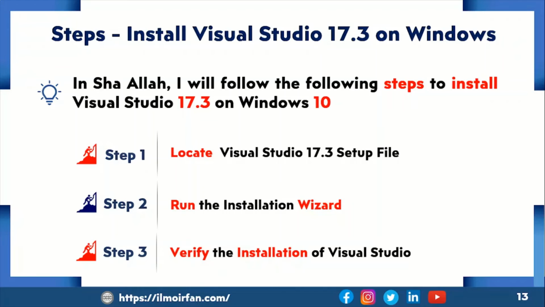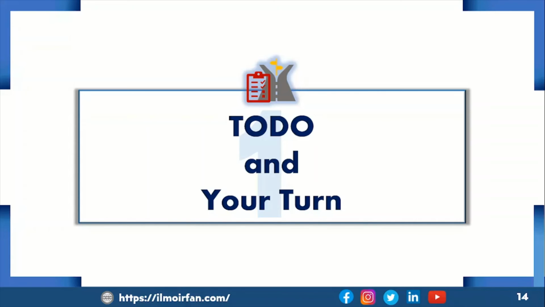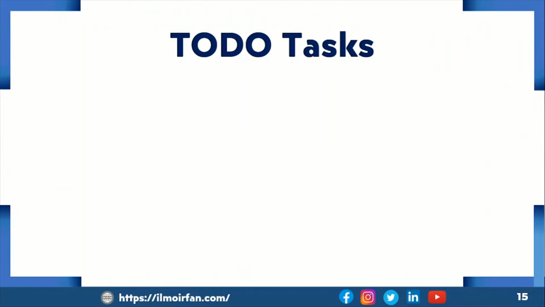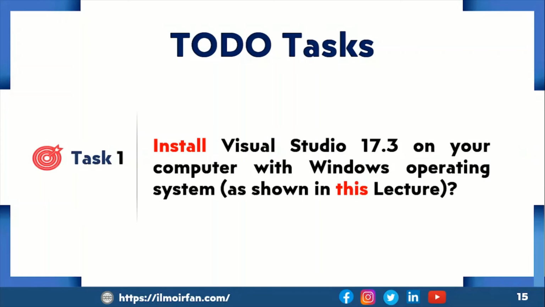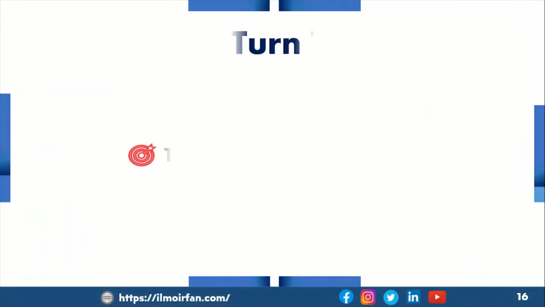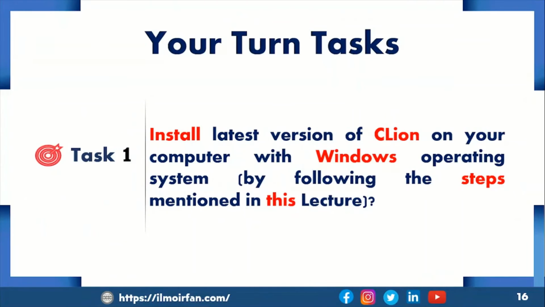To summarize, I used a three-step process to completely and correctly install Visual Studio 17.3 in Windows 10 operating system. To do and your turn tasks. Your first to-do task is install Visual Studio 17.3 on your computer with Windows operating system as shown in this lecture. Your turn task: install the latest version of CLion on your computer with Windows operating system by following the steps mentioned in this lecture.